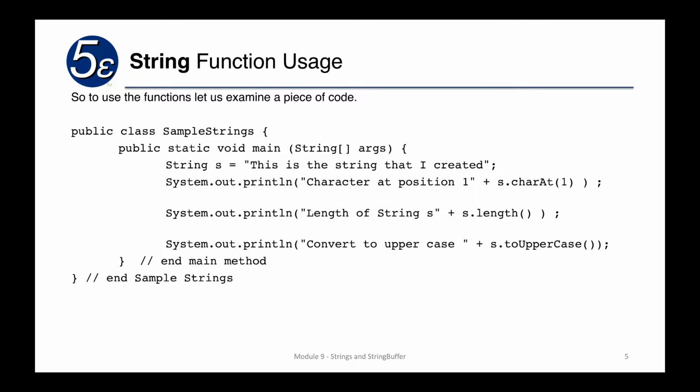So here's a sample piece of code. We have String s, the string that I created. If you were to do System.out.println using that object s, we could say s.charAt(1), and it will return the value at the first location. If you did System.out.println of the length of string s, s.length(), it will give you the full length of the string, and return this as an integer. System.out.println of s.toUpperCase() will return a string that is all in uppercase.